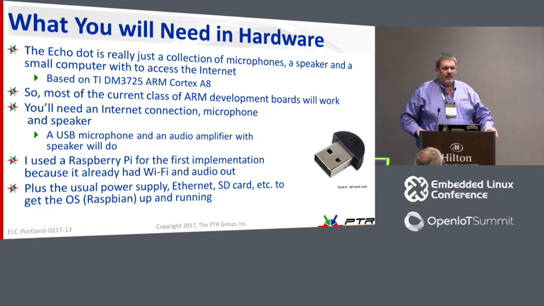Now, what are you going to need? Well, it turns out that, as I said, the Echo Dot uses a TI 3725. It's a BeagleBone Black class chip. It's a Cortex A8. It doesn't have much memory. I think it's got 256 megs of RAM. Not a whole lot of flash.